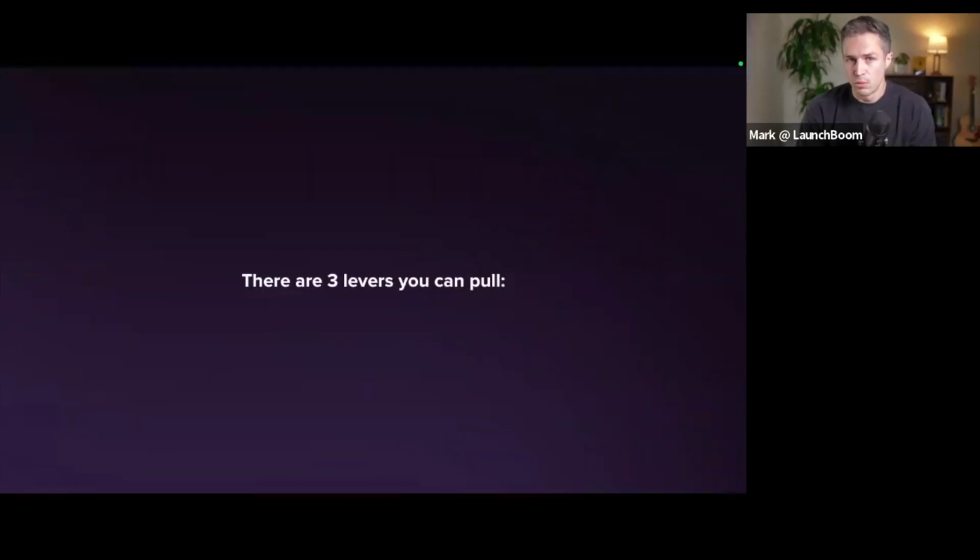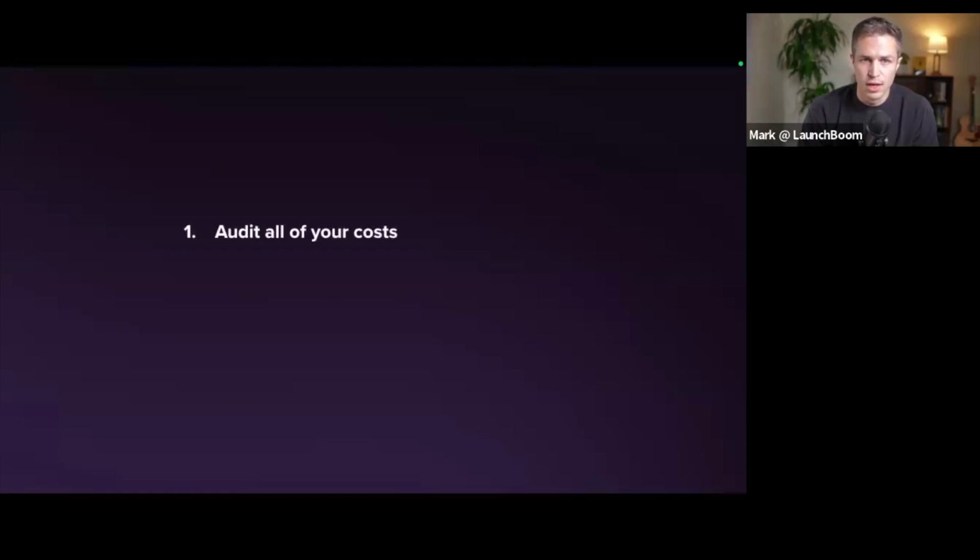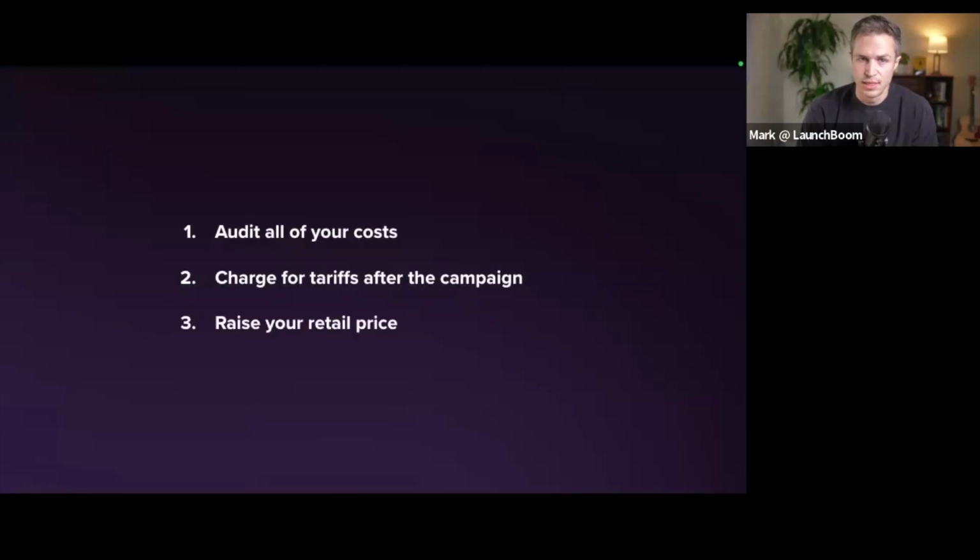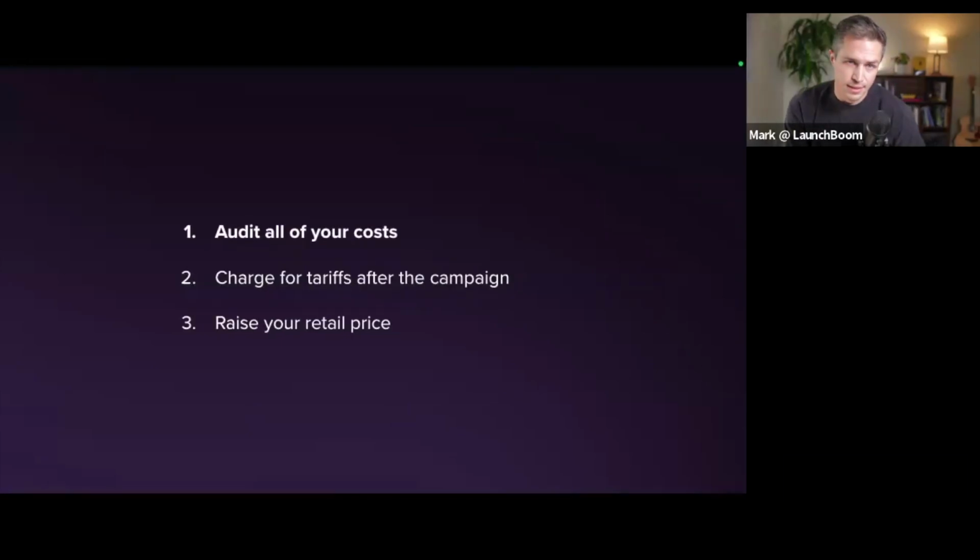So I really view there being three main levers that you can pull. The first lever is that you can audit all of your costs. This might sound really self-explanatory, but I feel like tariffs are kind of a forcing function to really make us critically evaluate every cost in the business. Second is charging for tariffs after the campaign. And third is raising your retail price. All right, you'll notice I put that last.